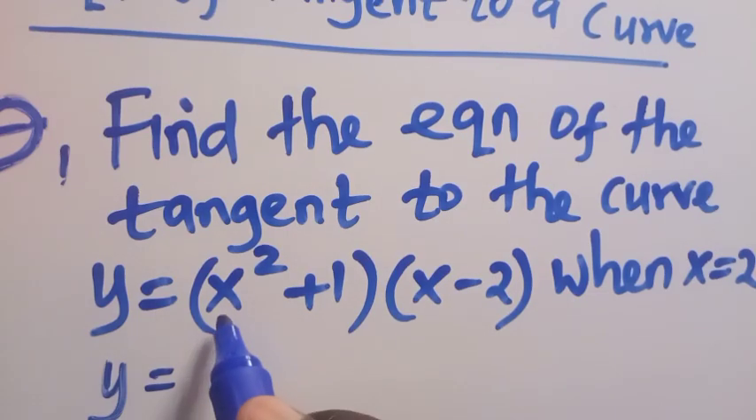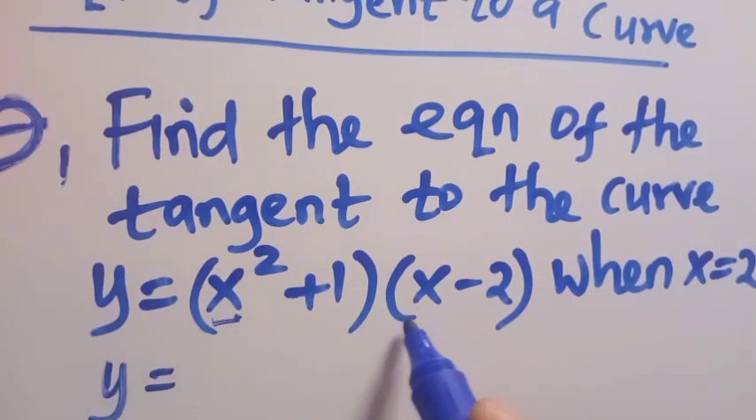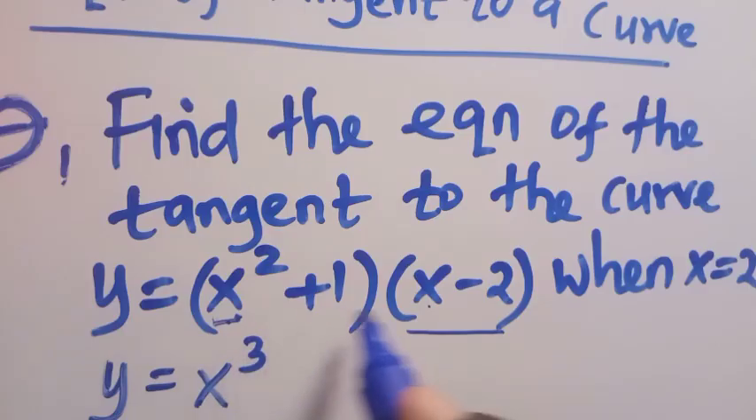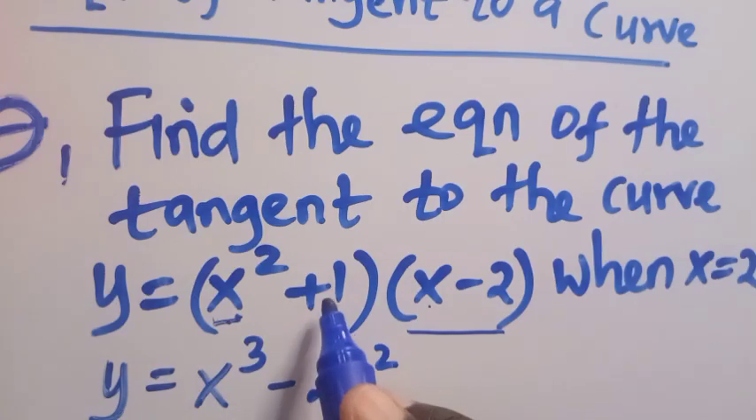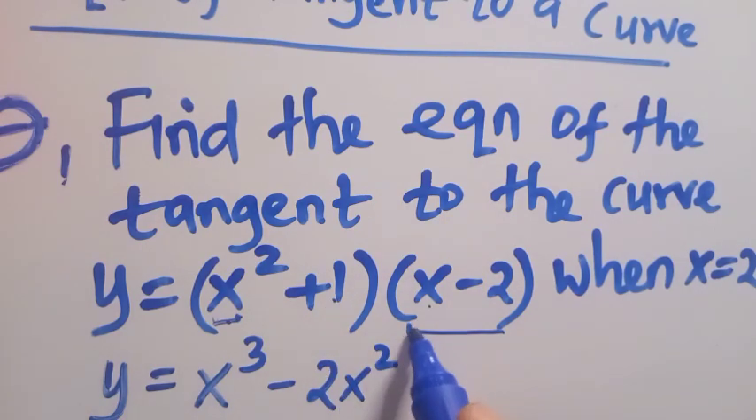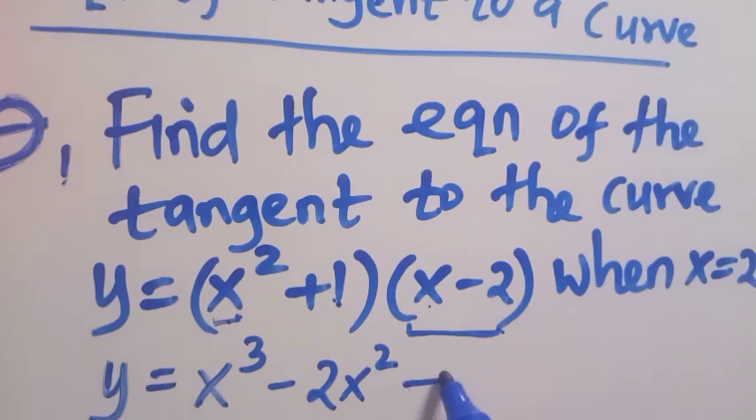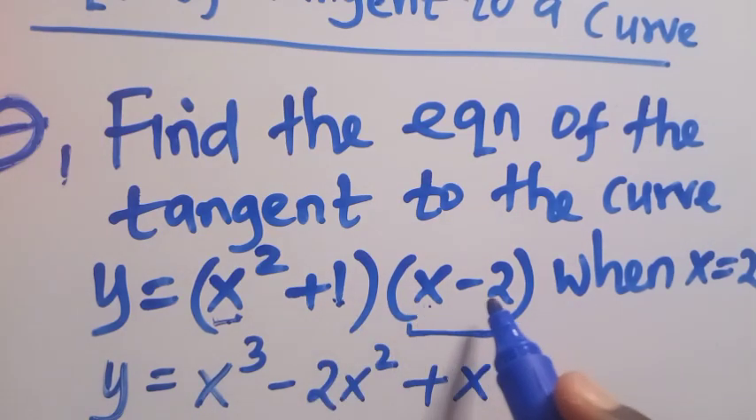Now, let us expand this. In expansion, we just take this and we multiply with the whole of this. That is x squared times x, it will be x cubed. Then x squared times negative 2, it will be negative 2x squared. Then positive 1 times the whole of this. So positive 1 times x is positive x. Then positive 1 times negative 2 is negative 2.